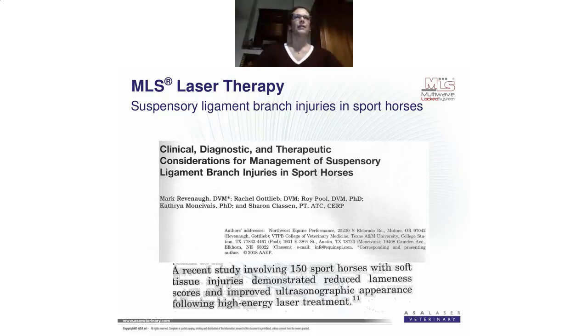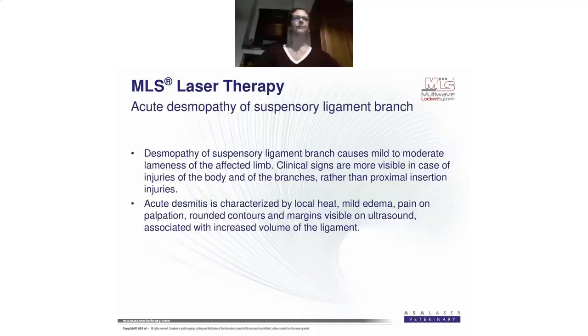So, suspensory ligament: we can have branch injuries, we can have injuries in the body, we can have injuries in the insertion. We have also studied that the improvement in lameness, pain, and ultrasonographic findings following high energy laser treatment is demonstrated. So let's go on.